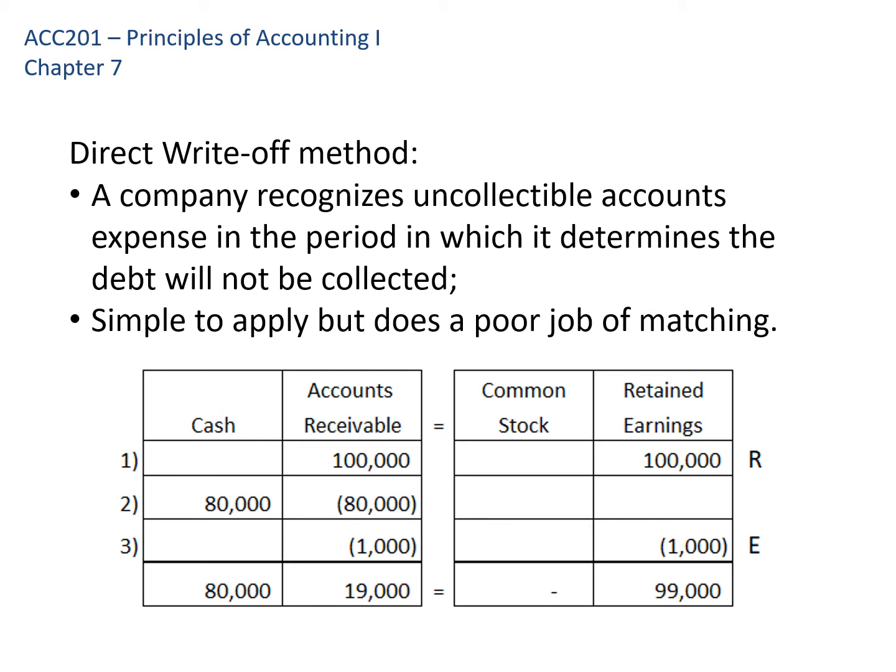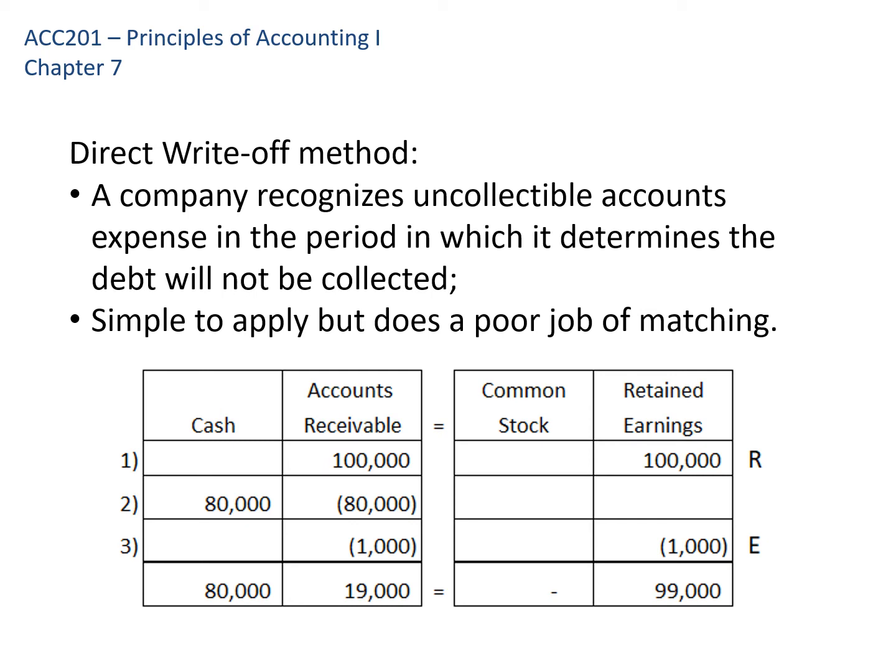So in this case, we bill customers for $100,000 worth of products and recognize the revenue. We get $80,000 in cash and reduce our receivables. And then in step 3, we decide, of the $20,000 that's still owed to us, $1,000, we can't find that person. We think that's probably going to be bad. So we write it off and recognize an expense at the time we write it off. That's the direct write-off method.